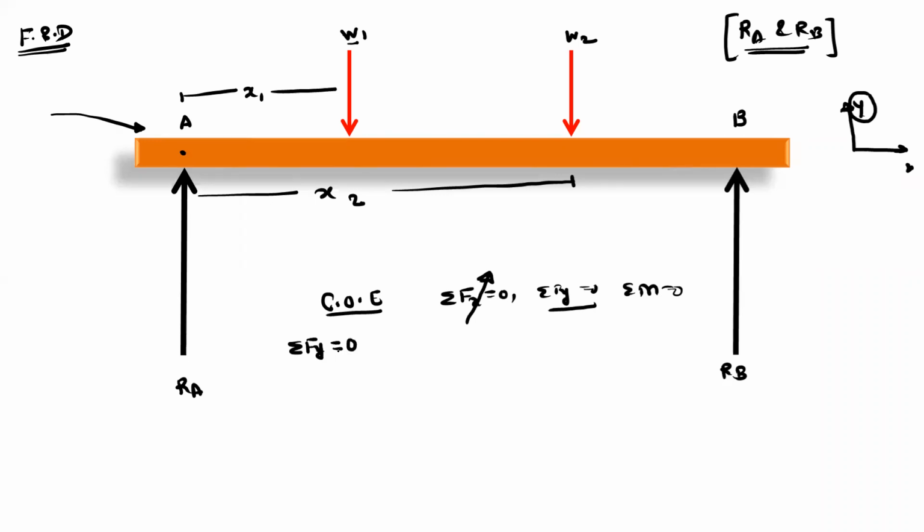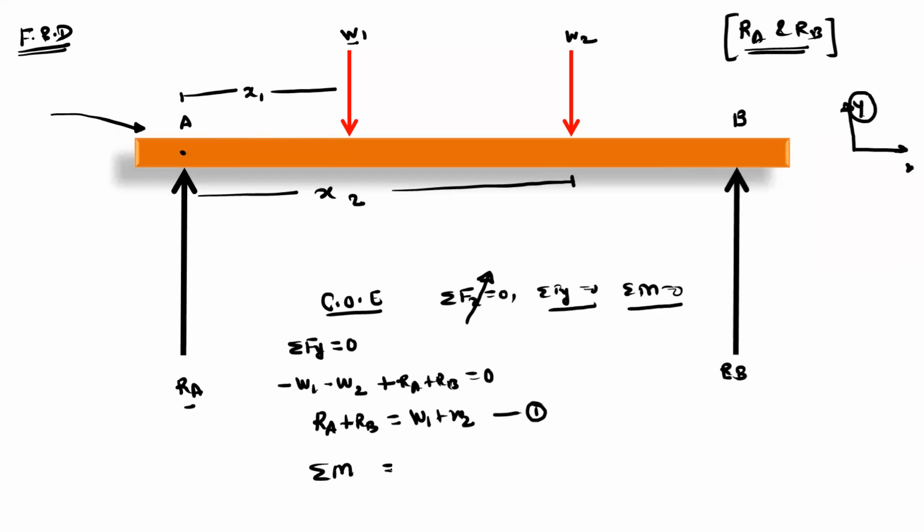Now use summation Fy equals 0. W1 and W2 both are acting in the negative y direction, so minus W1 minus W2, and Ra and Rb are acting in the positive y direction, so plus Ra plus Rb, this is equal to 0. From this you will get one equation: Ra plus Rb is equal to W1 plus W2. Take this as equation 1. Use the second condition, summation of moment equals 0.